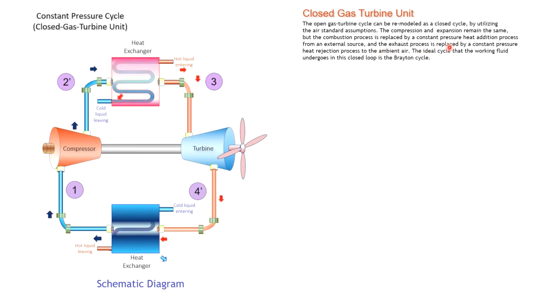The exhaust process is replaced by a constant pressure heat rejection process by a cooler. The ideal cycle that the working fluid undergoes in this closed loop is called a Brayton cycle, or a constant pressure cycle. Later on, you will have an open gas turbine unit.